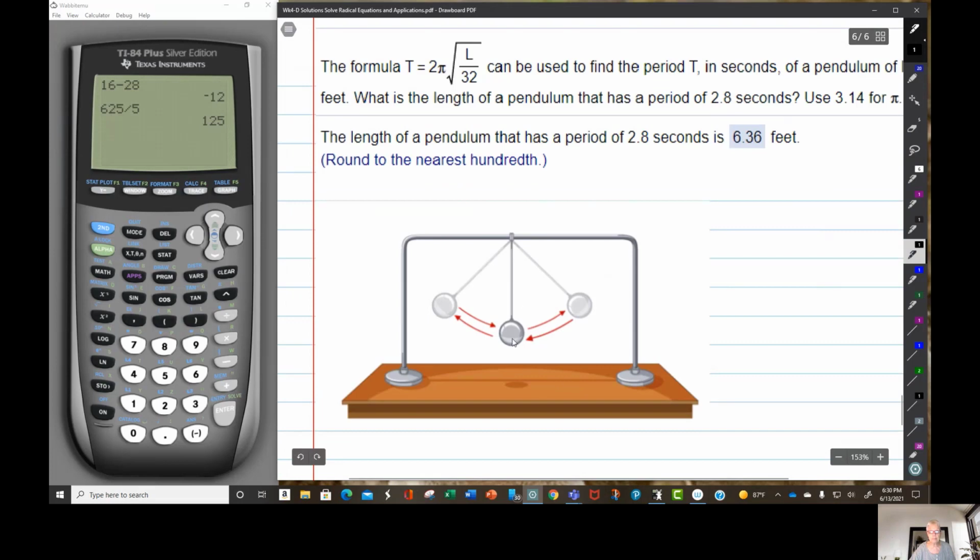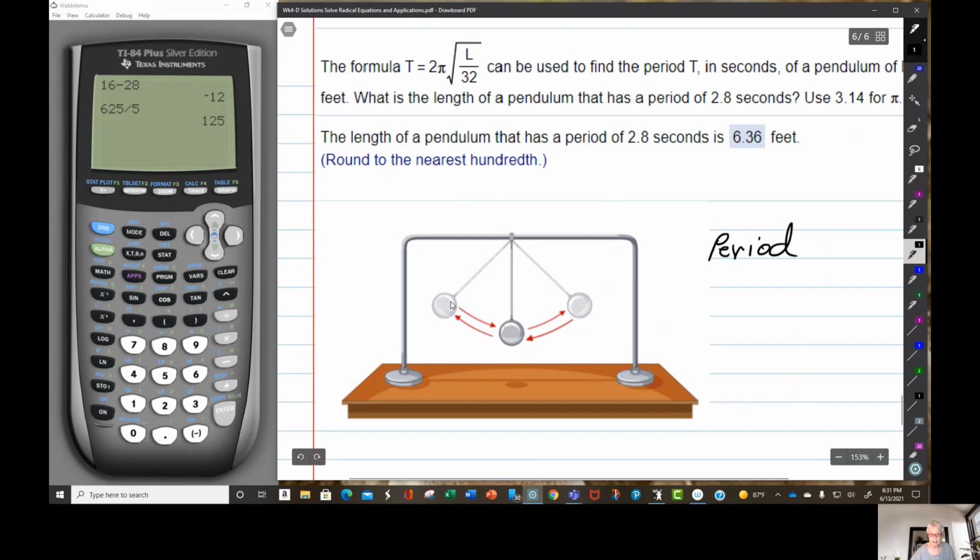Here's a pendulum. It swings to the left, swings to the right. We're going to be talking about the period of a pendulum. The period is, you take your pendulum and you pull it over here and you let it go. So it swings over here and then it swings back.